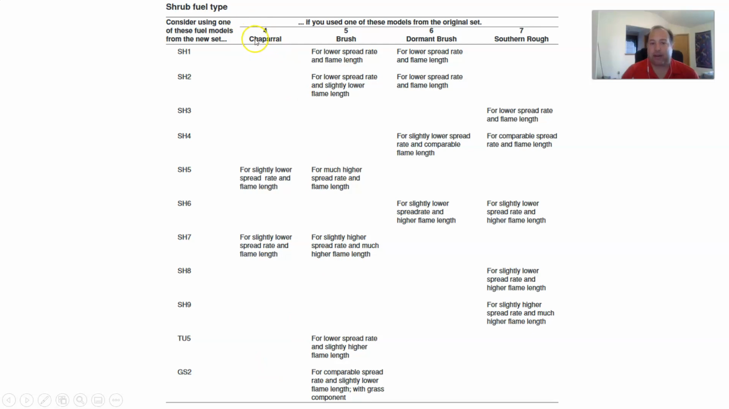And you can see it's broken down into chaparral, which is shrubs seen on the California coast and in Southern California. Brush, so just a bunch of different types of shrubs. Dormant brush, and then southern rough. Southern rough is stuff particular to the southeastern United States. Some nasty plants that I spent a lot of time dealing with, and some stuff that's waxy and volatile and can catch fire pretty quick.